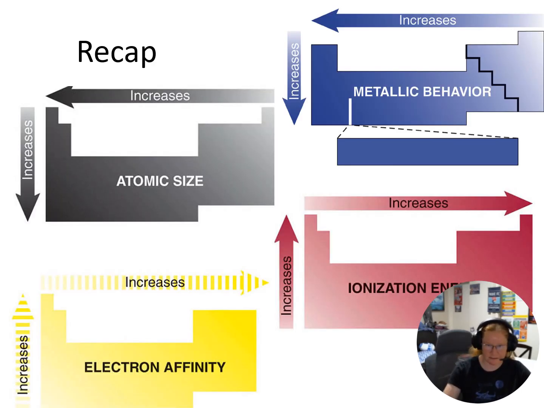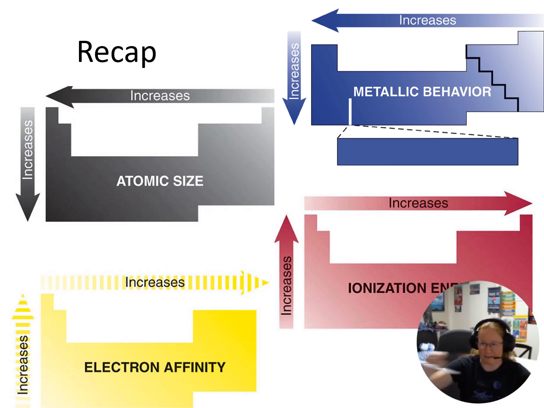Let's just do a little recap of our trends. So here are some shadows of the periodic table that give you a little bit on our atomic size. What these do is they're going to show you the direction in which things increase. And so atomic size increases as you go this way, increases as you go down.